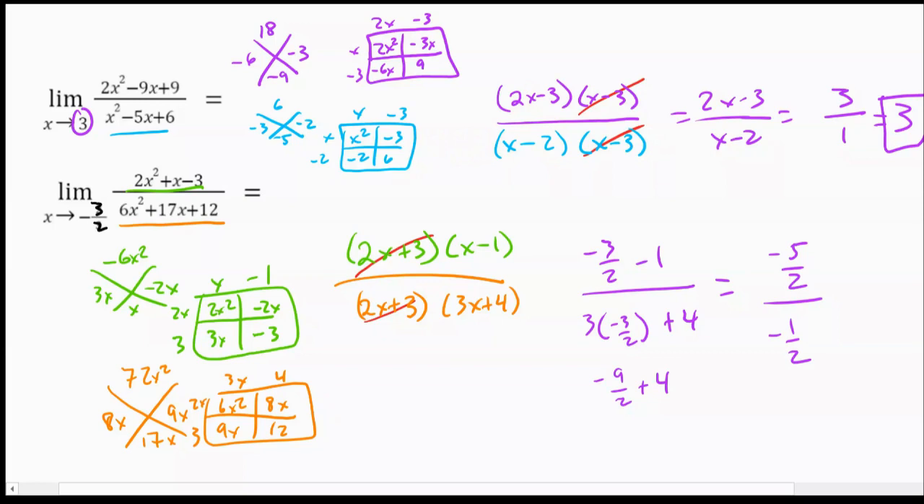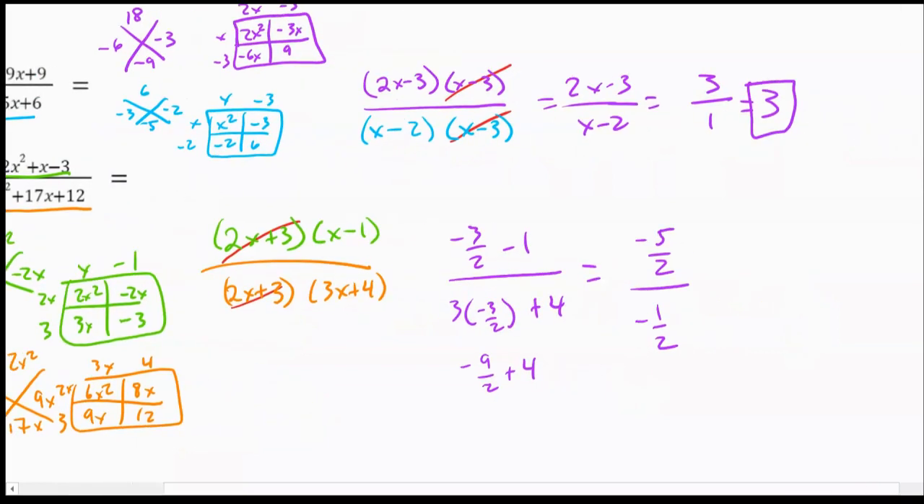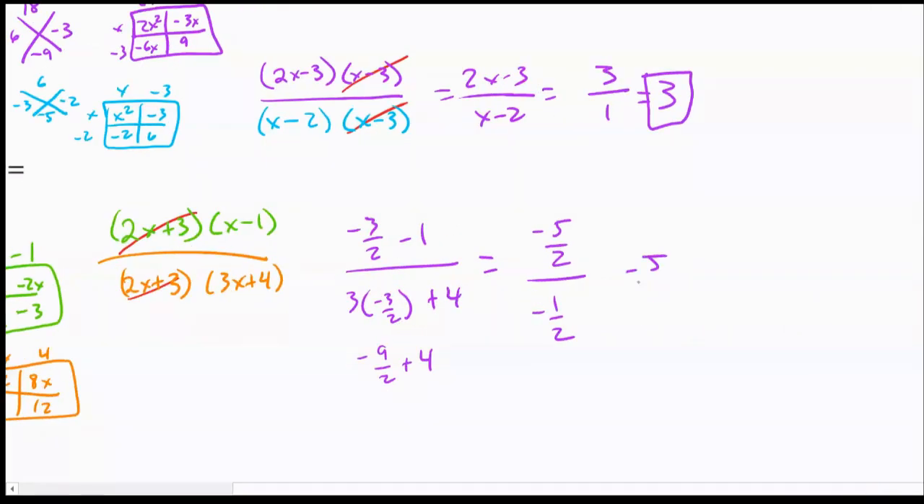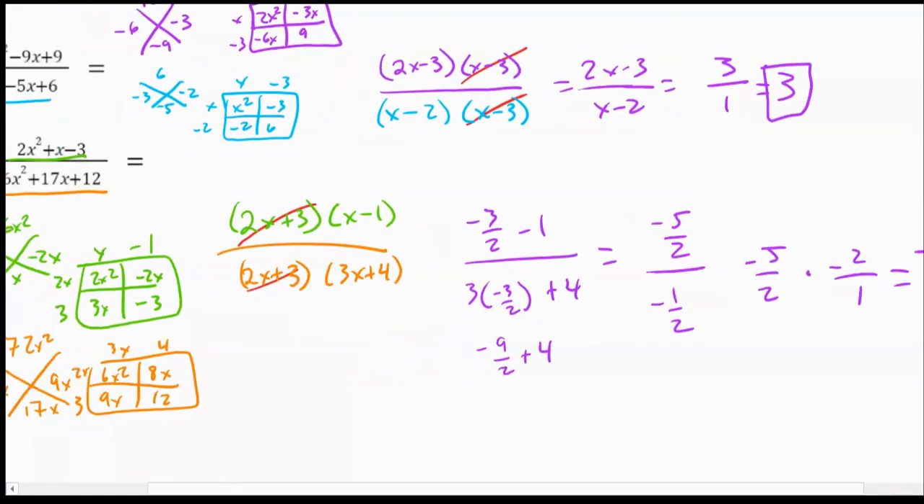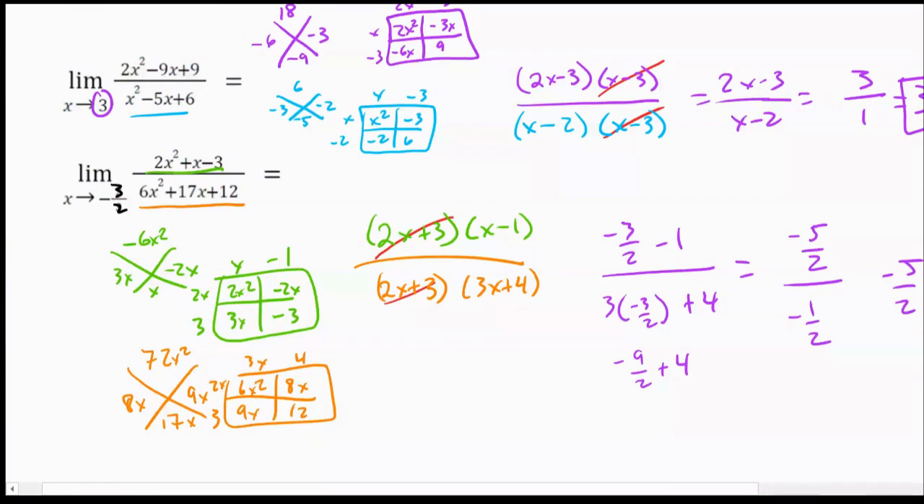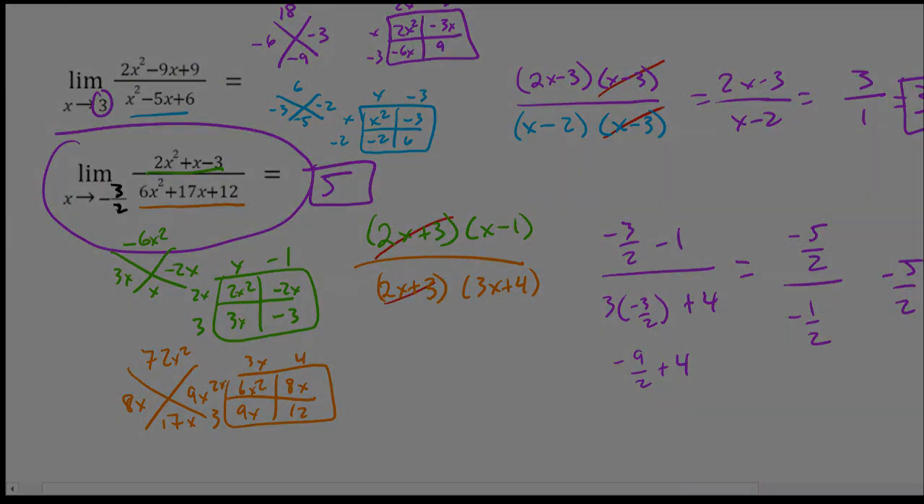Yeah. And then when I divide two fractions here, it's negative 5/2 times negative 2 over 1, which just gives me my value of positive 5. So this original limit here, all the way back in this here, is equal to 5.